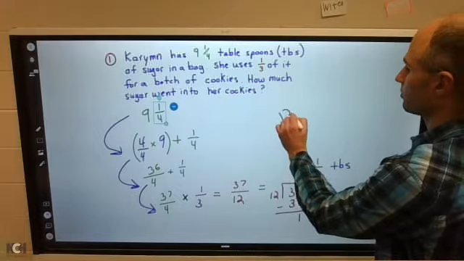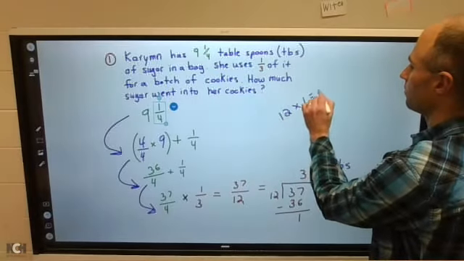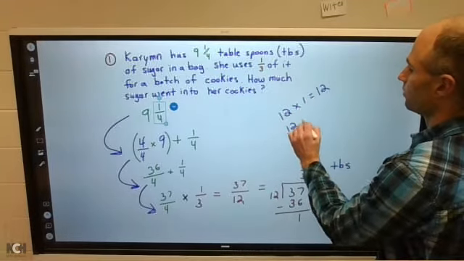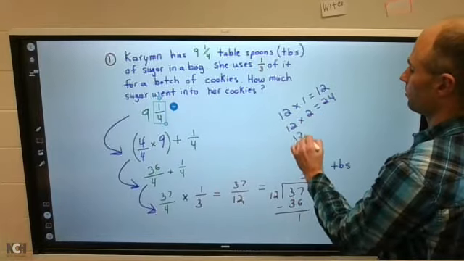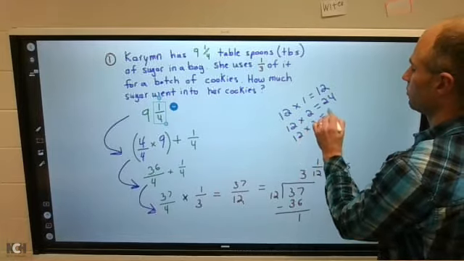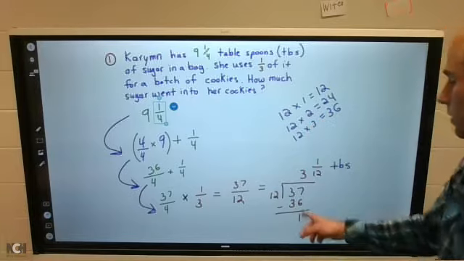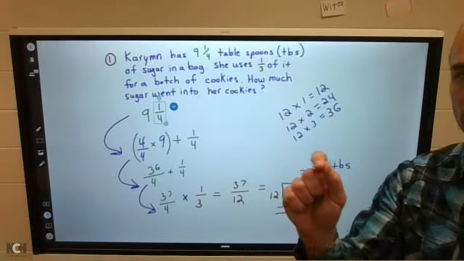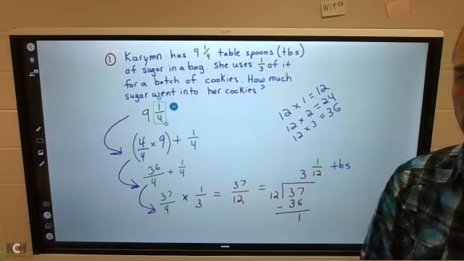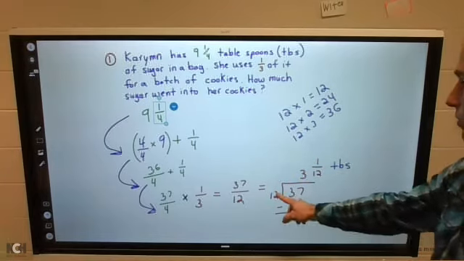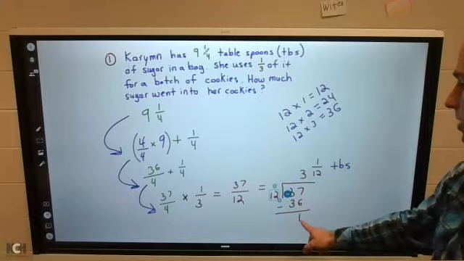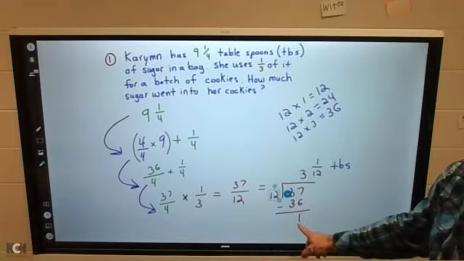Well, how do you know that, Mr. Brislin? 12 times 1 equals 12. 12 times 2 equals 24. 12 times 3 gives you 36. 36 is just a little bit smaller than 37. Okay? I'll take 3 times 12, got you 36. Subtract, you get your numerator. Your remainder is 1.